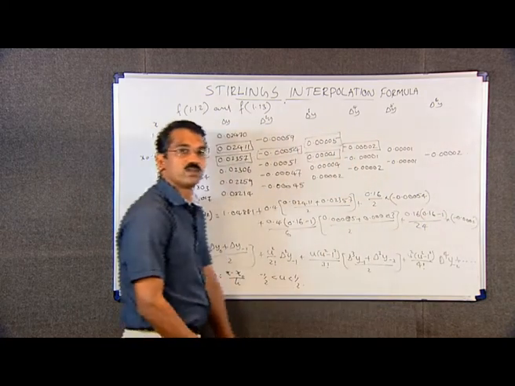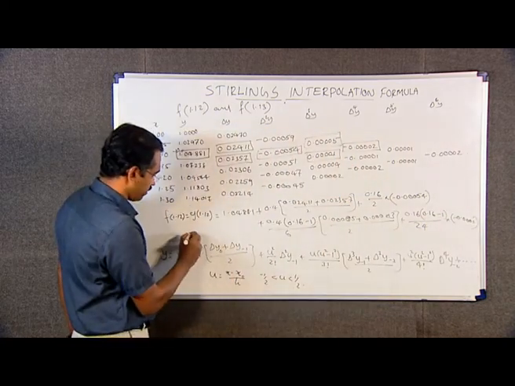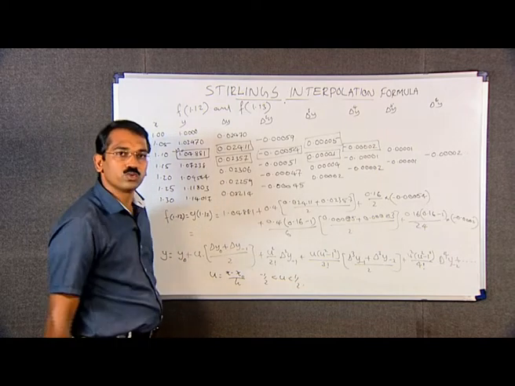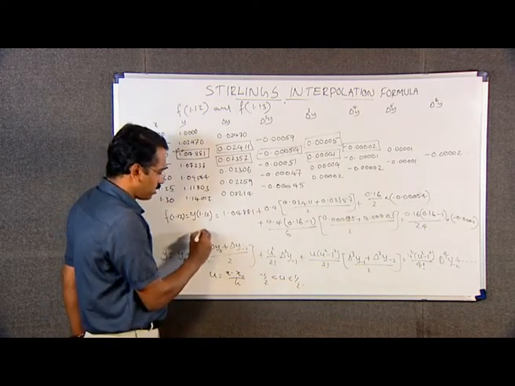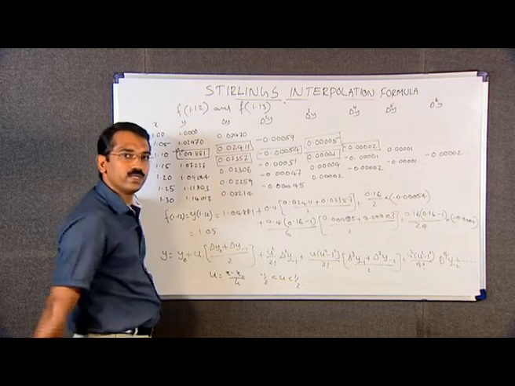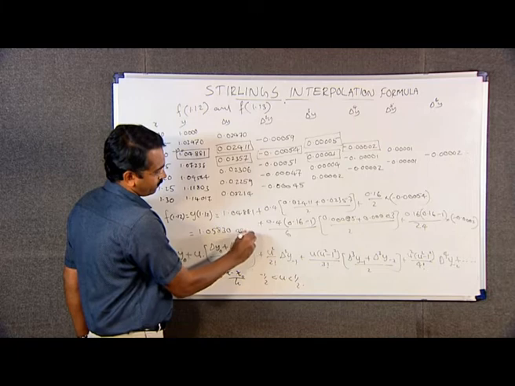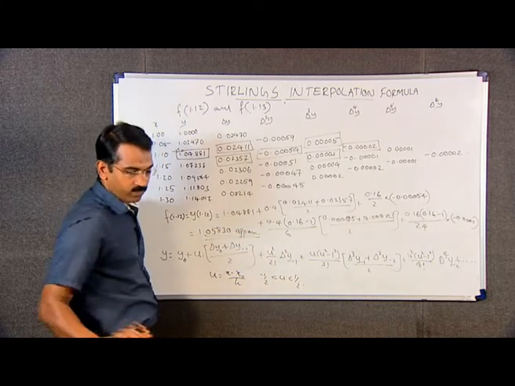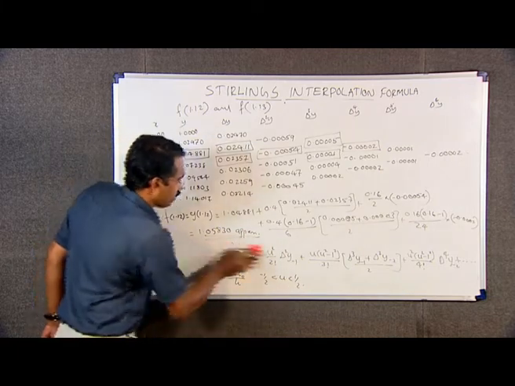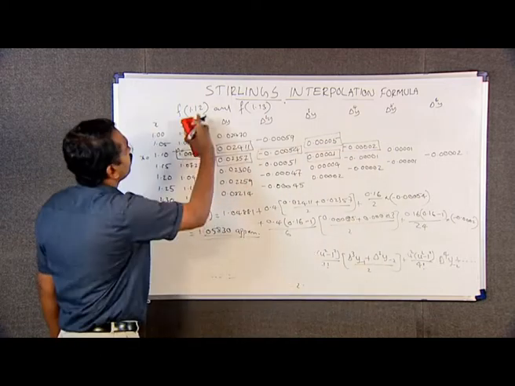On simplification, we will get f of 1.12 is equal to 1.05830 approximately. This is the value of the function at 1.12.